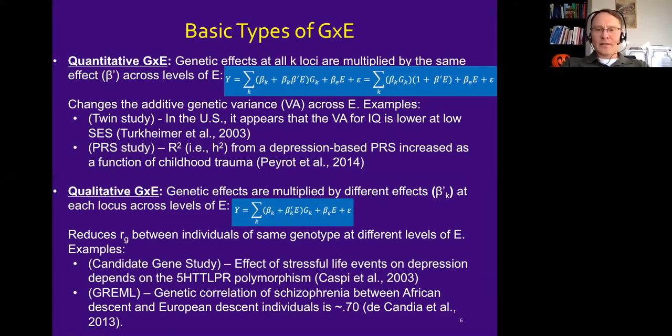So the effect of stressful life events on depression depends on the 5-HTTLPR polymorphism. That's the famous Caspi study, which, by the way, I think everyone knows did not replicate in the very, very large meta-analysis on that. And this is being done a lot with GREML methods. So Naomi was on the paper about the genetic correlation between different psychiatric disorders. Also, we did this paper on the genetic correlation of schizophrenia between individuals of African and European descent.